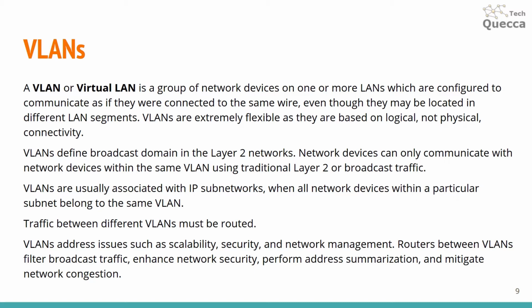VLANs are usually associated with IP subnetworks, where all network devices within a particular subnet belong to the same VLAN. Traffic between different VLANs must be routed on a router. VLANs address issues such as scalability, security, and network management. Routers between VLANs filter broadcast traffic and can enhance network security, perform address summarization, and mitigate network congestion.